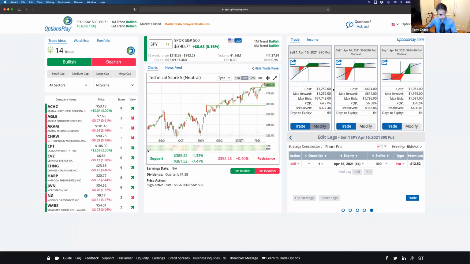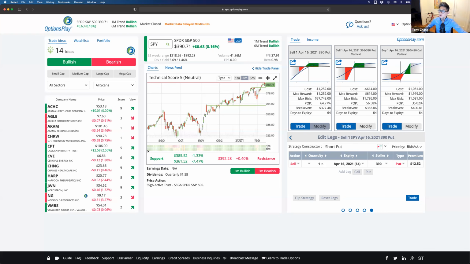Yes, I've reduced my income in half, but I've reduced my capital requirements in this particular case by a factor of almost 20. So this is why we much prefer selling put credit spreads. It's far more capital efficient to sell credit spreads than it is to sell a short put. Mark, thank you so much.